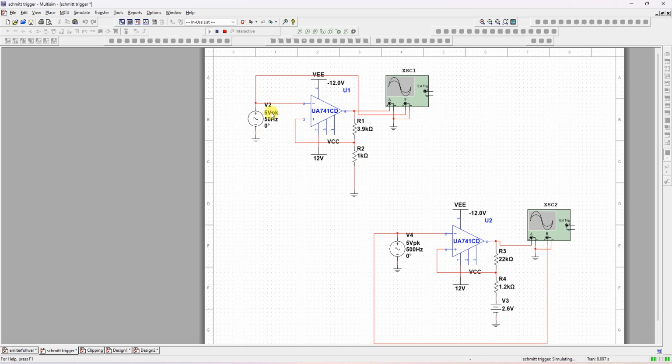Instead of comparing with one voltage, we can compare with two voltage values. First voltage is LTP, another voltage is UTP, lower threshold point or upper threshold point. So when the input crosses either of these two levels, output changes from one to another.